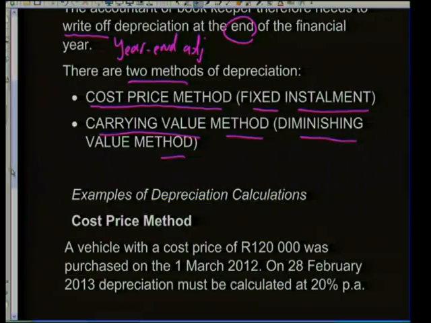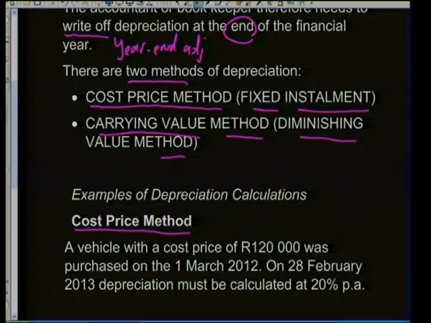Before we look at an actual exercise on acquisition and depreciation, let's quickly recap the actual depreciation calculations of these two methods. So let's get started with our very first example on depreciation. We're going to start off with the cost price method.